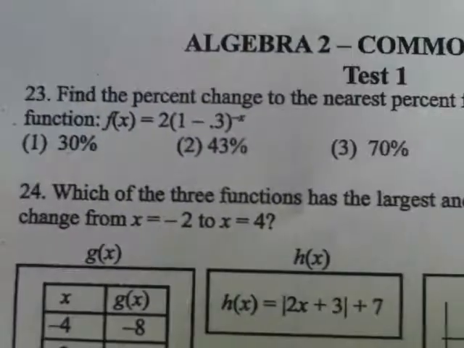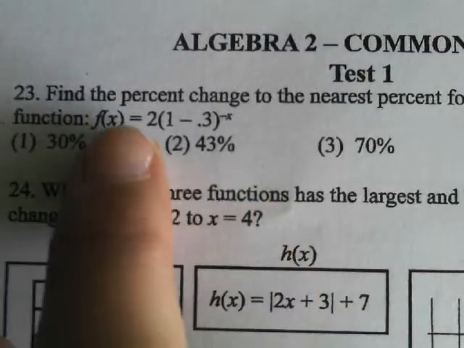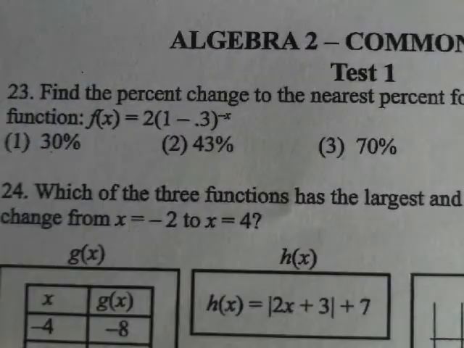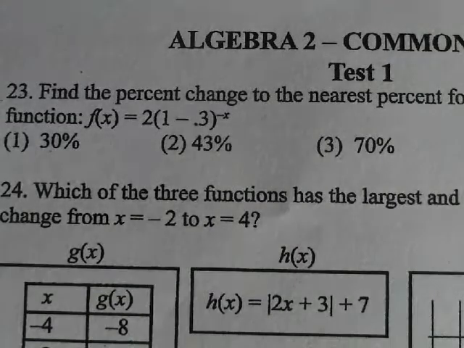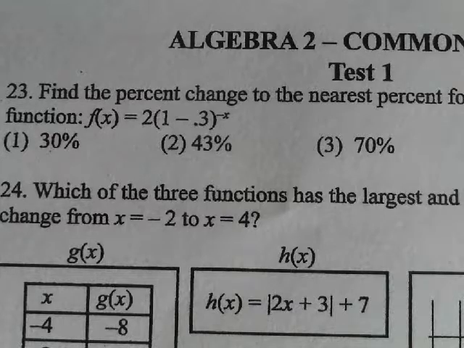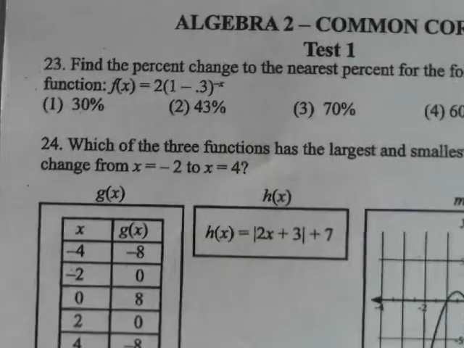Oh, we need some more time. All right, take more time. We're looking for the percent change of this function. Read that function carefully to the nearest percent. Option 4 is 60%. I'll zoom out a little bit so you can see that.